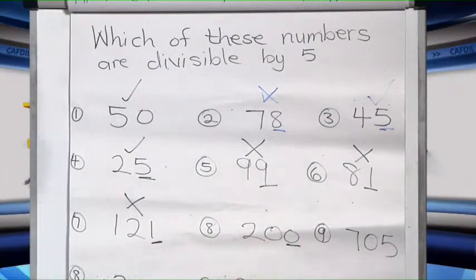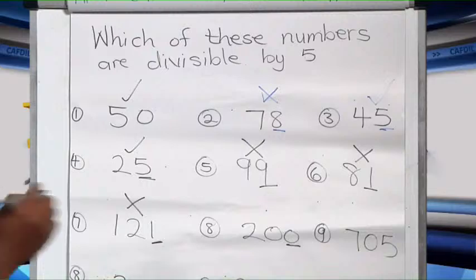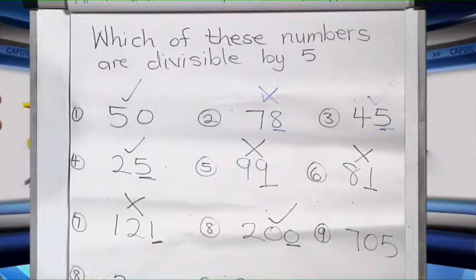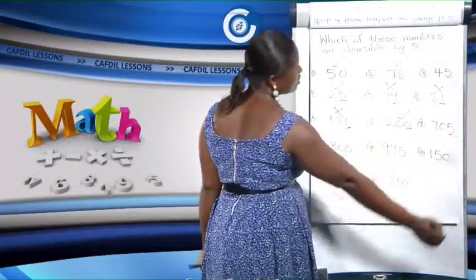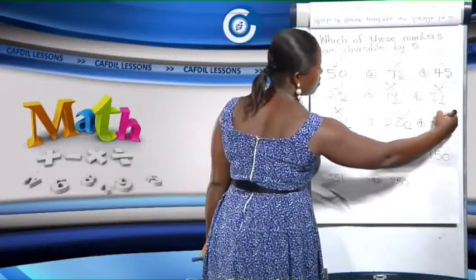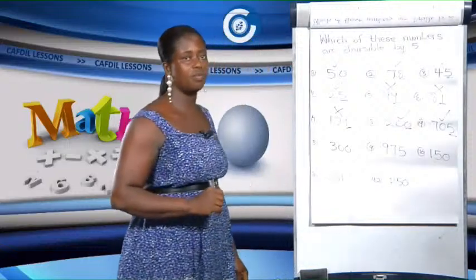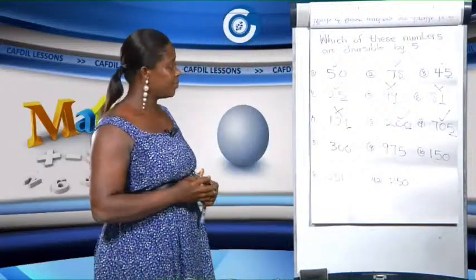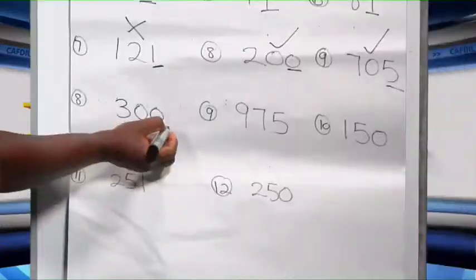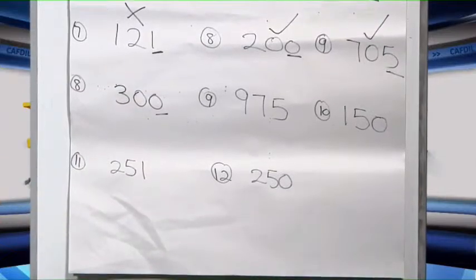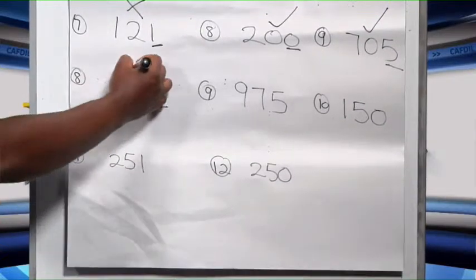200. The last digit is 0. It is divisible by 5. We have 705. Always look at the last digit. Since it is 5, this number is divisible by 5. 300. The last digit is 0. So it is divisible by 5.